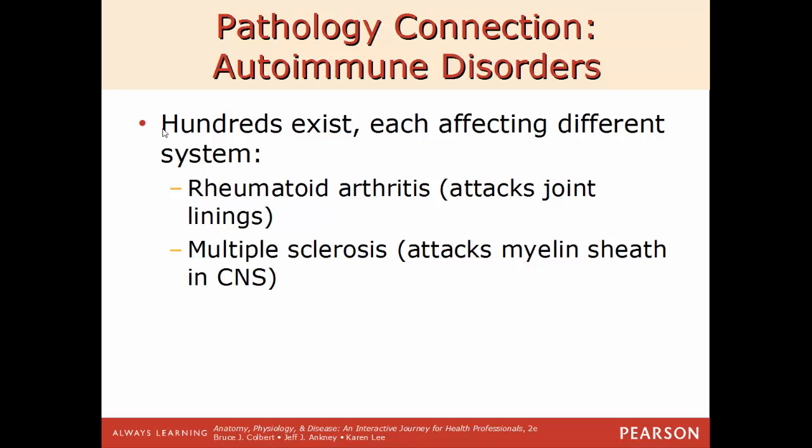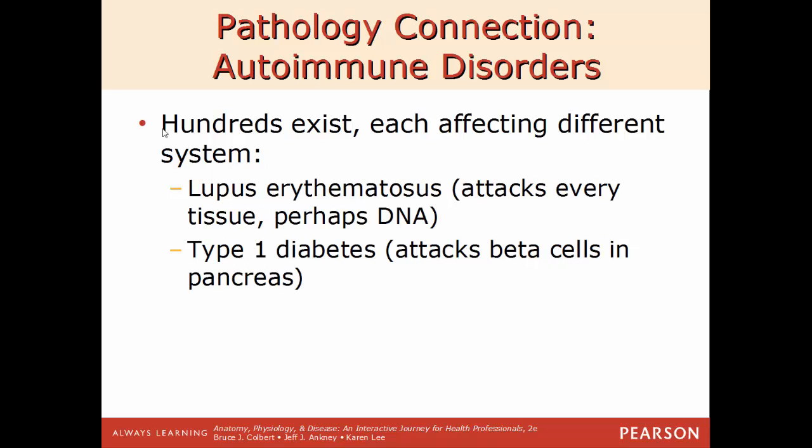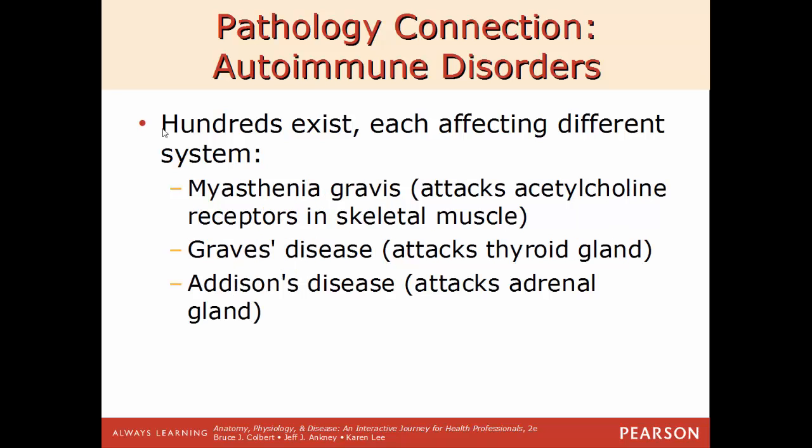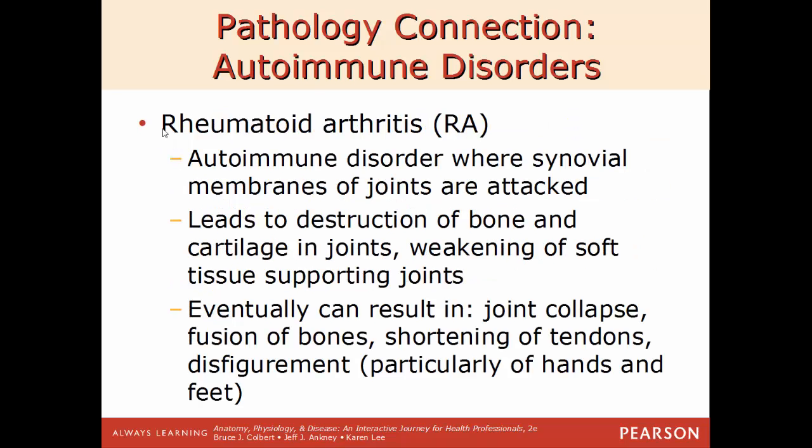Now, there are hundreds of examples of autoimmune disorders, each affecting different body systems, and we'll talk about just a few. First one, rheumatoid arthritis. This attacks the joints and the physical linings of the joints. Multiple sclerosis. This attacks myelin coverings of neurons in the central nervous system. Lupus. This attacks almost every tissue, even perhaps DNA. Type 1 diabetes. This attacks the beta cells in the pancreas and prevents them from making insulin. Myasthenia gravis. This attacks acetylcholine receptors, skeletal muscle. Graves' disease. This attacks the thyroid gland. Addison's disease attacks the adrenal glands. We'll talk a little bit more detail about each of those.